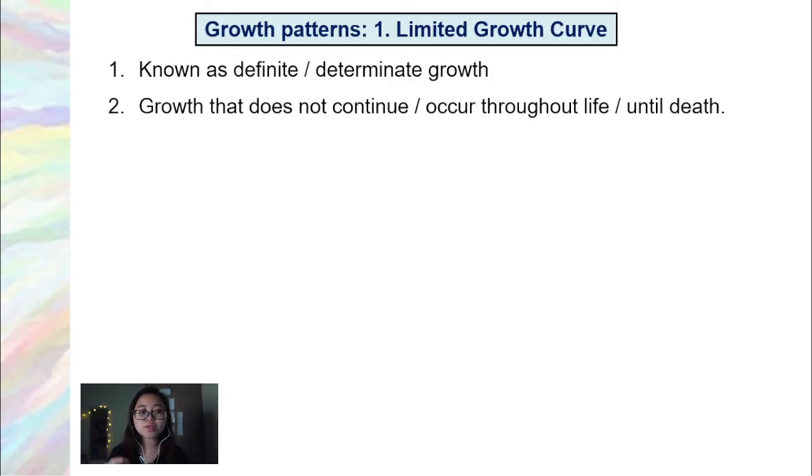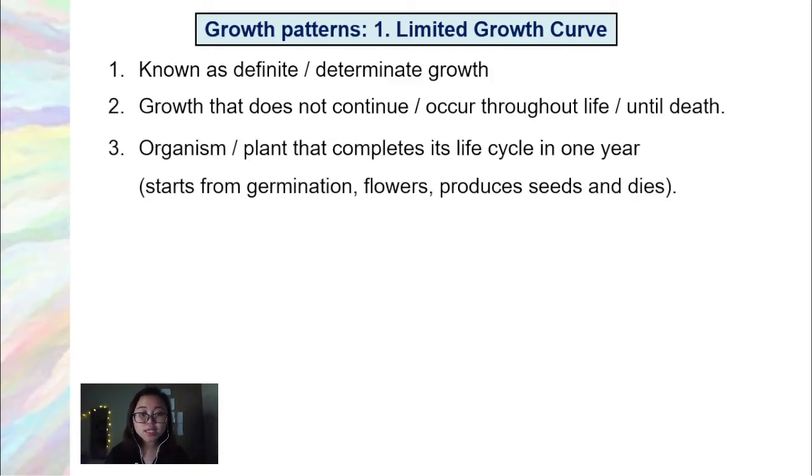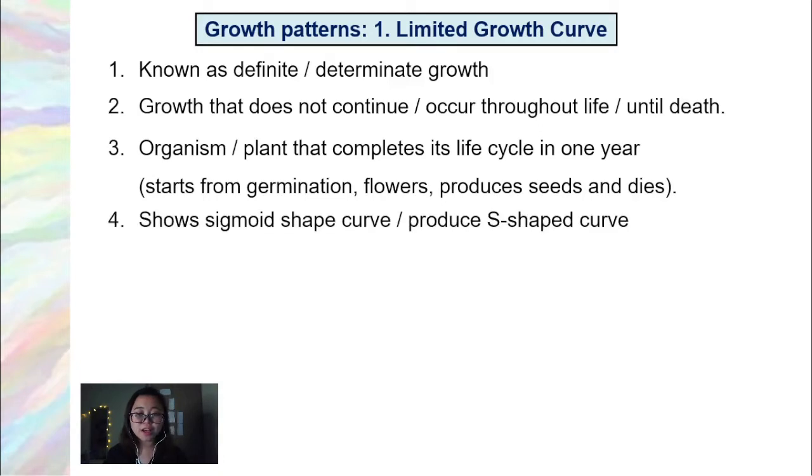Okay, so it is a growth that does not continue throughout life. It will end at death. These are usually organisms or plants that complete its life cycle in 1 year. So if it's a plant that completes its life cycle in 1 year, we will start when it germinates, and then it will grow, it will flower, it will produce seeds, and then eventually it will die.